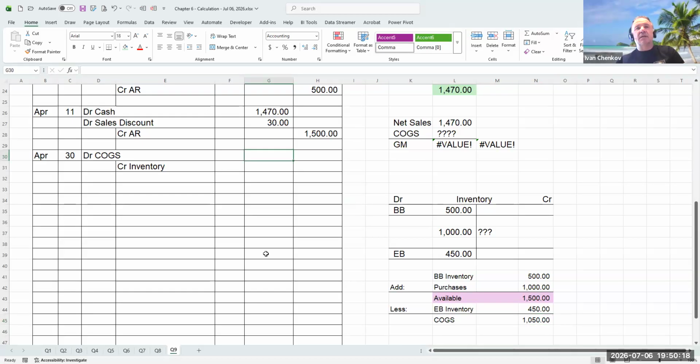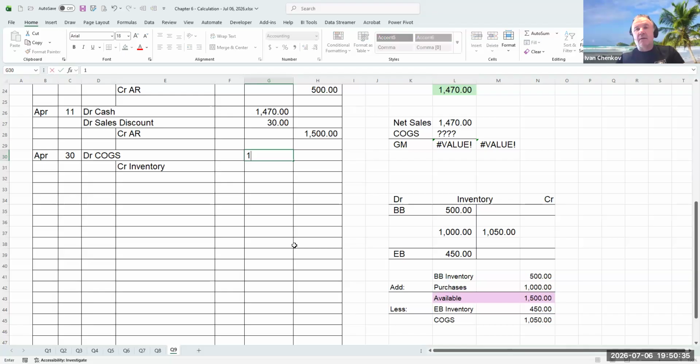So what I'm going to do at the end of April, I'm going to plug here $1,050. So my inventory account now is in balance. So cost of goods sold here is going to be $1,050 and inventory is going to go down $1,050. I'm adjusting here. That's cost of goods sold become this amount. Now my gross margin is exactly the same, 420 or 29%.